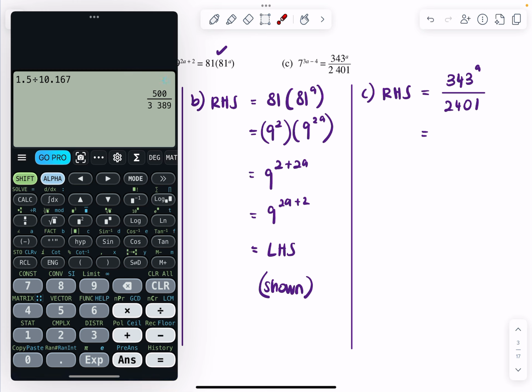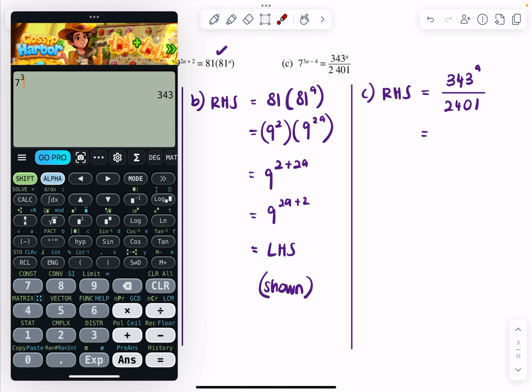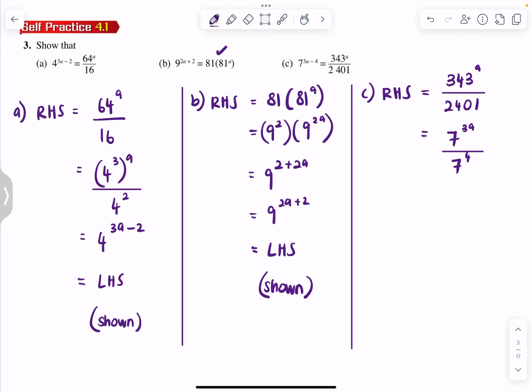Let's find 7 cube. 7 cube is 343. So right here 7 cube, then power a. Let's try 7 power 4. 7 power 4 is 2401. Since it's divide, the power will become minus. So 7 power 3a minus 4, which is our left-hand side. Done. That's all.